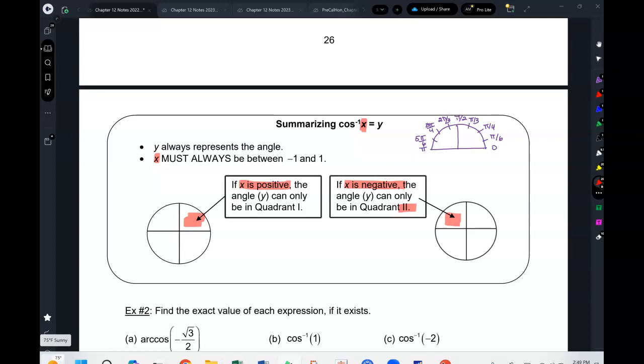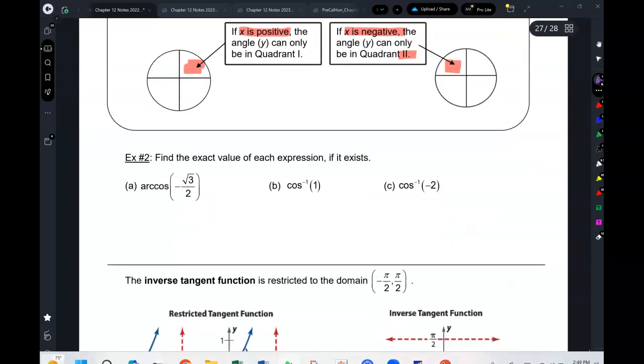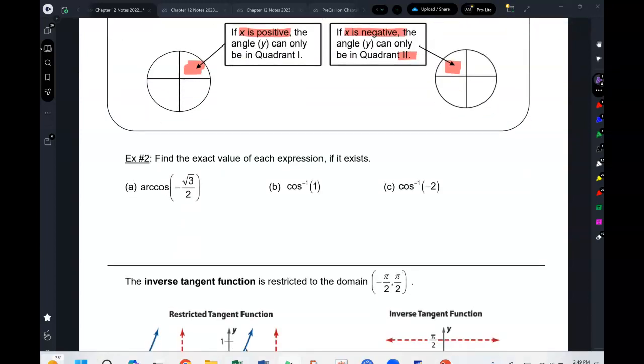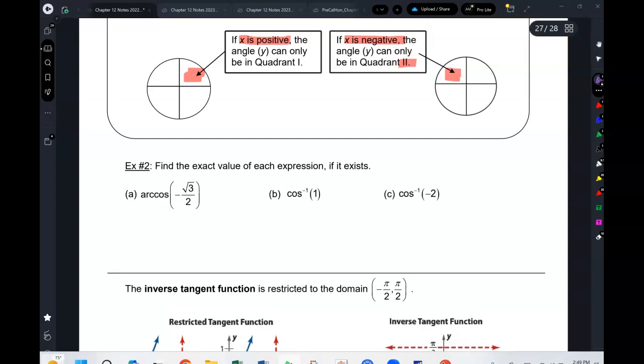Okay? So if I ask you for, like, cosine of a half, it should be in this quadrant. Cosine of a negative half, it should be in this quadrant. So now let's go over here. Our cosine, negative root 3 over 2. This time, cosine is the x value. So I want the cosine to be negative root 3 over 2.